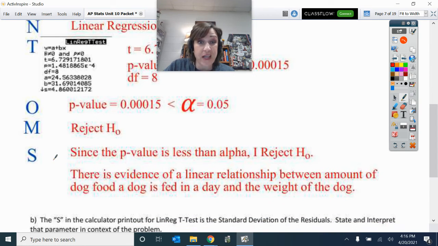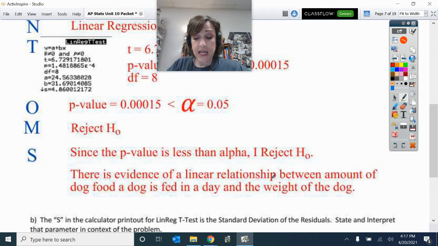So my p-value is quite low. I'm rejecting H0. Since that p-value is less than alpha, there seems to be evidence of a linear relationship between the amount of dog food a dog is fed in a day and the weight of the dog. So it seems like we would have the right to predict the dog's weight based on how much it eats in a day. All right.